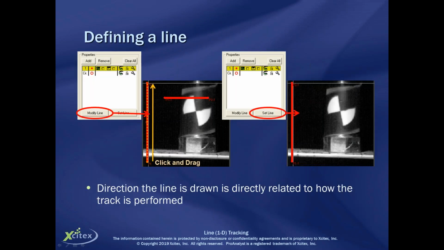So the first thing you need to do when you're using this is define a line. You need to set points on a line, and you build up a point set. You modify the line by clicking and dragging it along the desired path, and then you click on set the line to configure the line and set it where you want it to be.